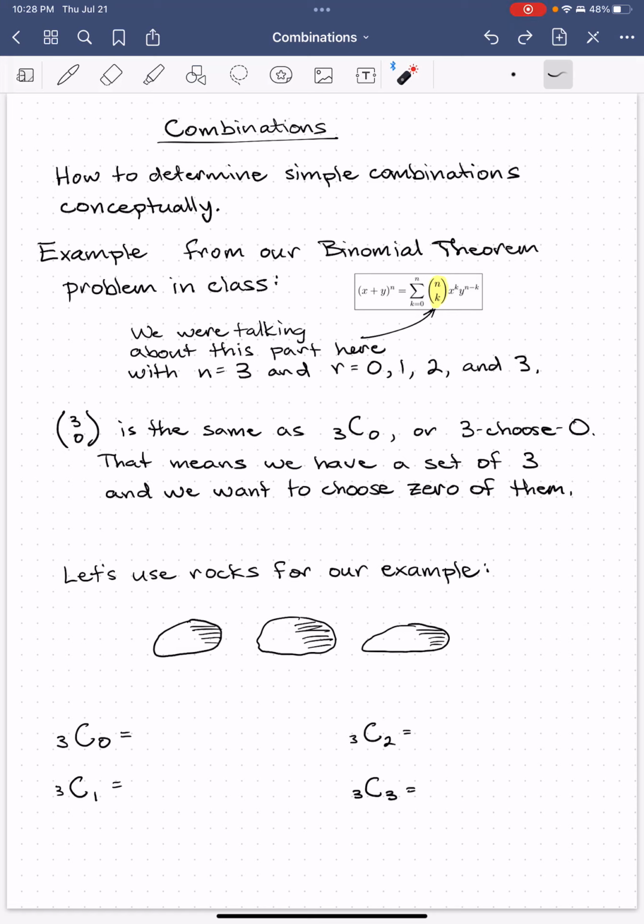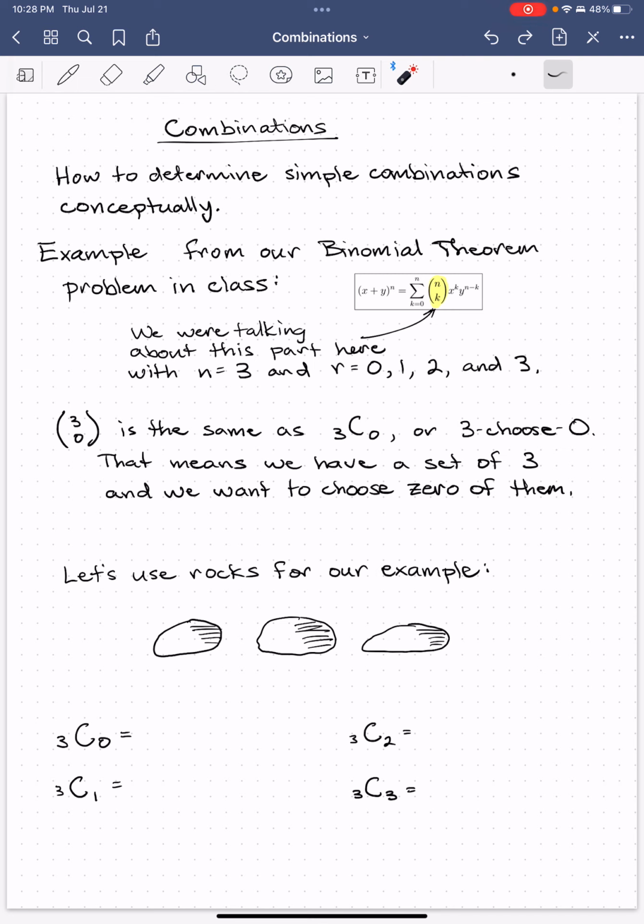Combinations. Okay, today in class we were talking about combinations when we were talking about this binomial theorem right here. And some questions came up. Some people still were having a hard time understanding conceptually the idea of combinations. Things like 3 choose 0, 3 choose 1, 3 choose 2. So I'm doing this video to try to help clear up understanding of that.